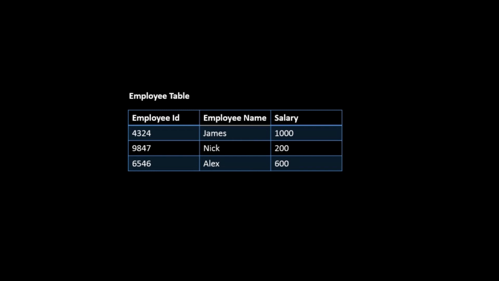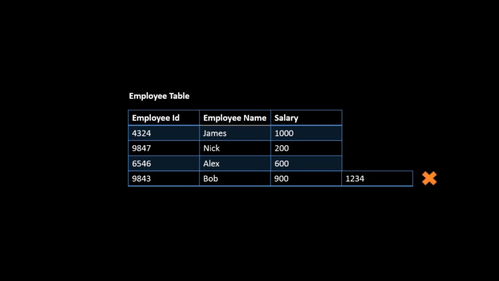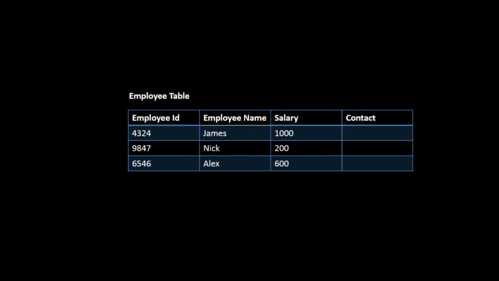For example, suppose we have this employee table and we store three attributes, namely ID, name, and salary. But now, because of some changes in the requirements, you also want to store employees' contact information from now on. But because the contact attribute is not declared in the schema, you won't be allowed to add contact information. So first, you would need to alter the schema and add the contact attribute to it. And only after that will you be allowed to add an entry containing contact information.